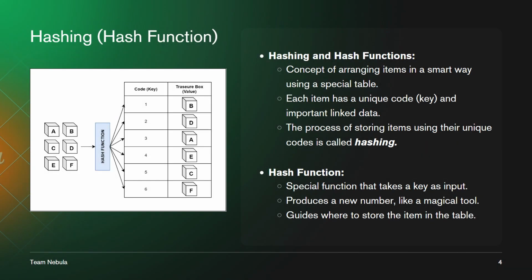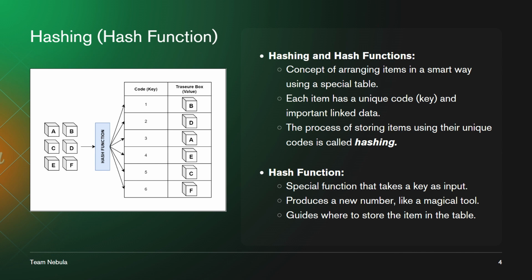Alright, let's delve into the concept of hashing and hash functions. Imagine we have a special table where we want to arrange things in a smart way. We know that each thing comes with a unique code, like a secret symbol that only that thing knows. And we also have important stuff linked with each of these codes. So, when we want to store something in our table, we use this unique code as a guide. It's like a treasure map that tells us exactly where to put our items. We call this process hashing.